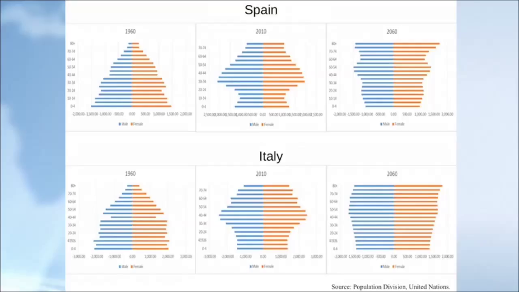Next, let's take a look at the age pyramids for two southern European countries, Spain and Italy. Two or three generations ago, women in Spain and Italy were having 3, 4, even 5 children on average. But over the last 20 or 30 years, fertility has also come down in southern Europe. So we see that both Spain and Italy are undergoing a very rapid process of population aging.